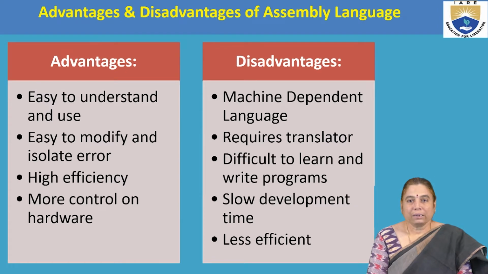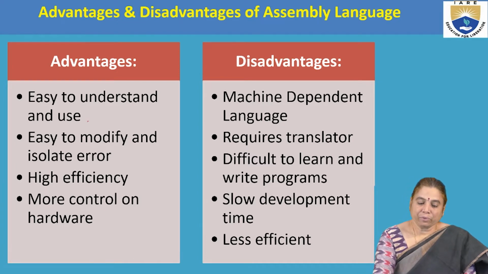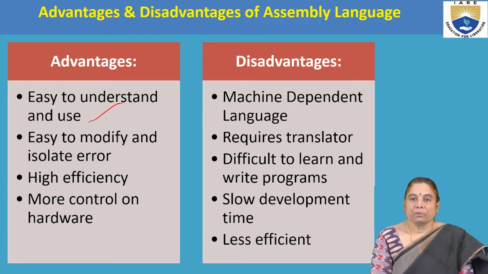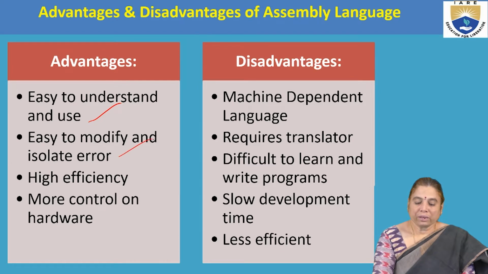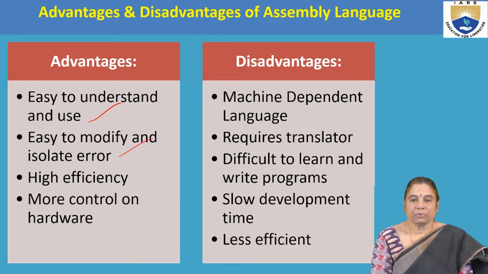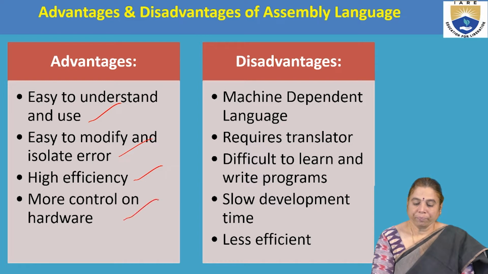What are the advantages and disadvantages of assembly language? The assembly language is easy to understand and use. Since mnemonics are there, modification and updation can be done so that the debugging process can be easily performed. It has high efficiency and more control over the hardware.